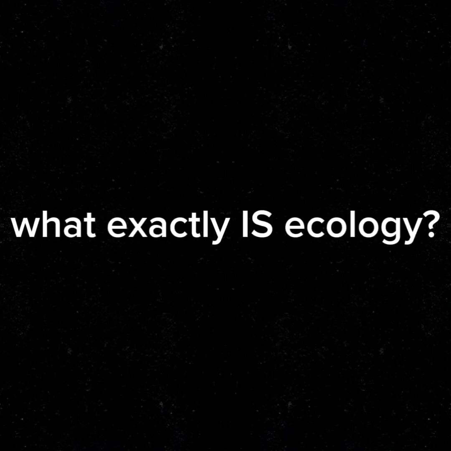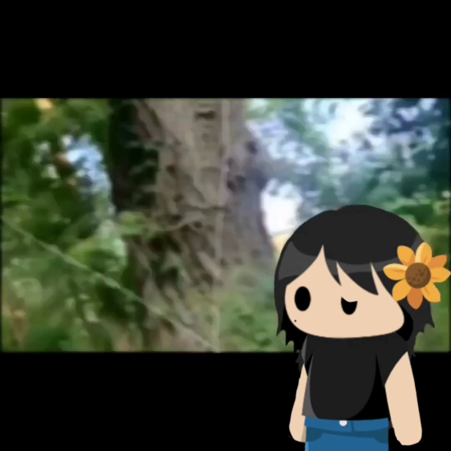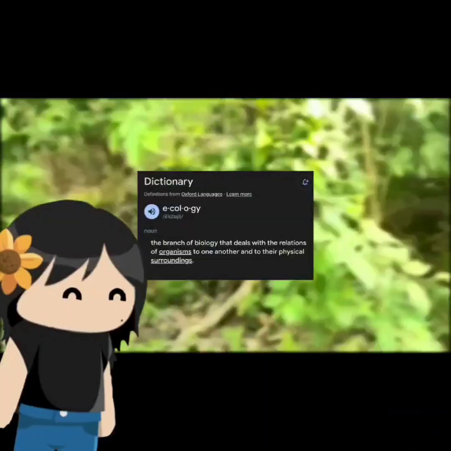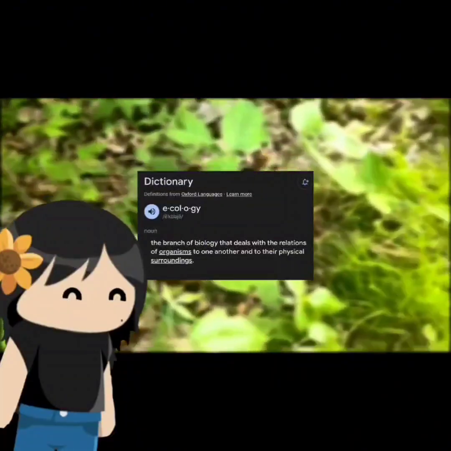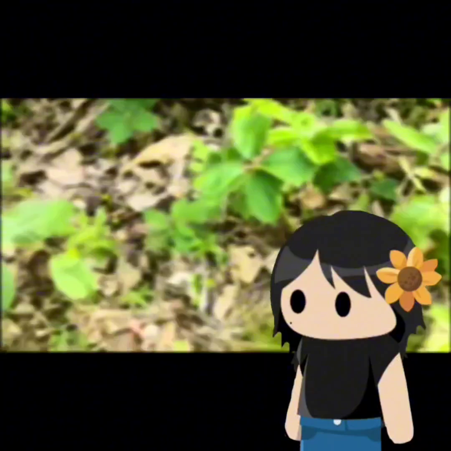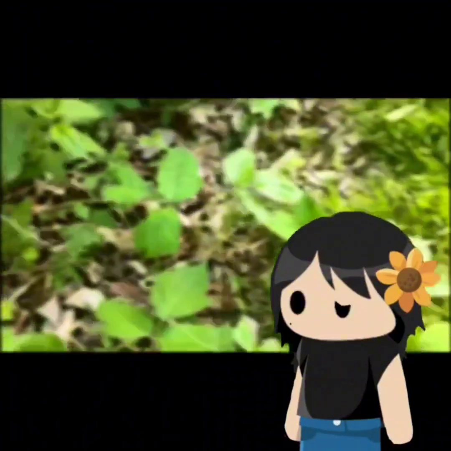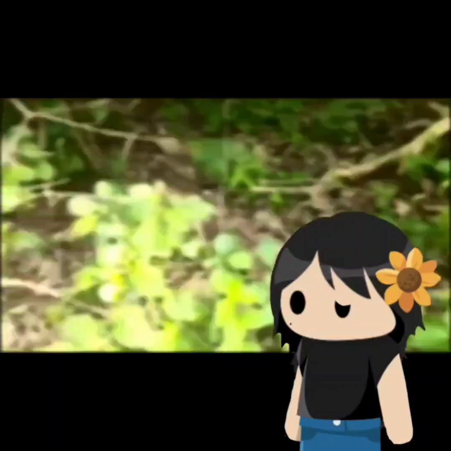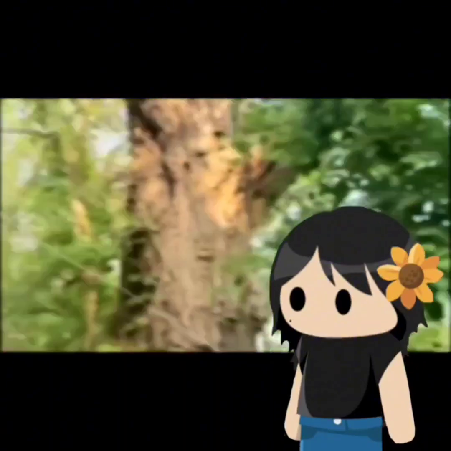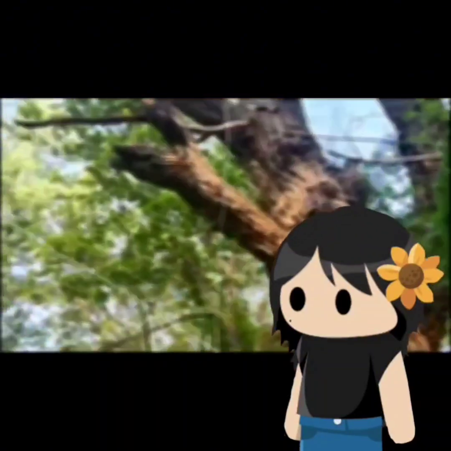So, what exactly is ecology? Well, ecology is defined as the scientific study of how organisms interact with their environment, which includes abiotic and biotic factors within the environment. But what does this mean and what does this look like exactly? Well, a popular example of ecology and ecological study is the food webs.